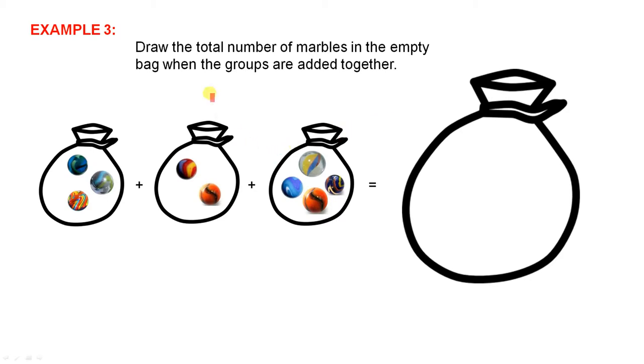Here we have some marbles. Draw the total number of marbles in the empty bag when the groups are added together. So this time we have 3 groups. So you add all those together and they can draw all the marbles in there.